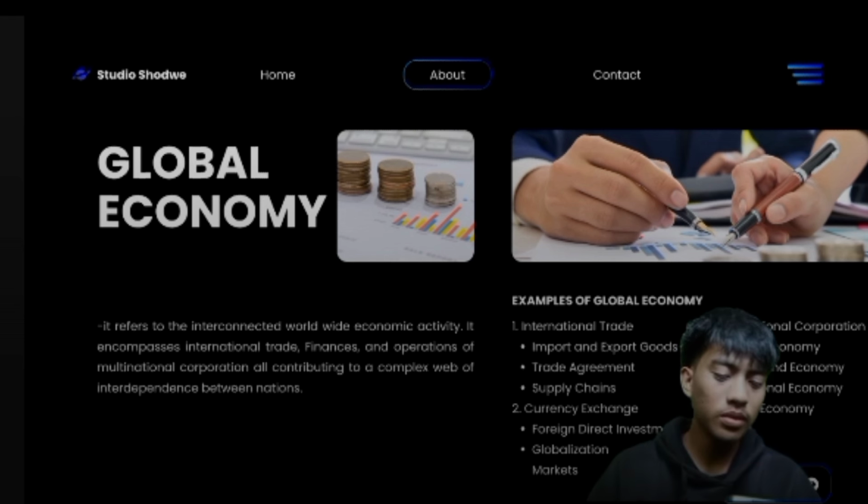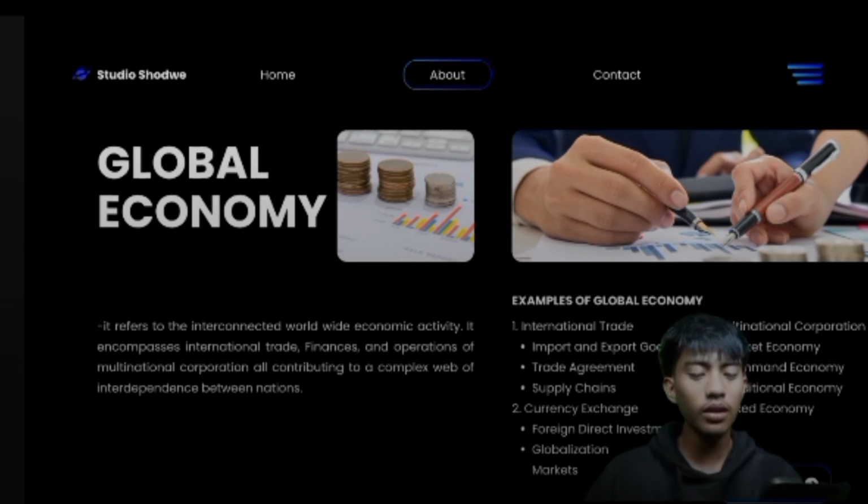Today, let's talk about the global economy. The global economy refers to the interconnected worldwide economic activity. It encompasses international trade, finance, and the operations of multinational corporations, all contributing to a complex web of interdependence between nations. So, here are some examples illustrating the global economy.